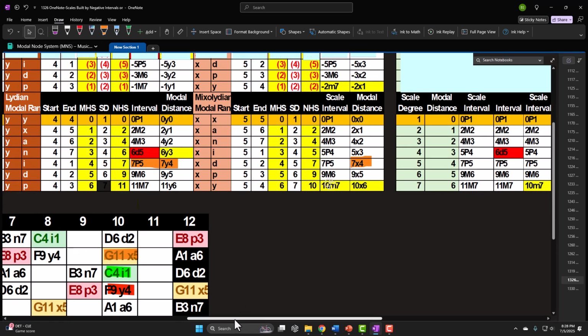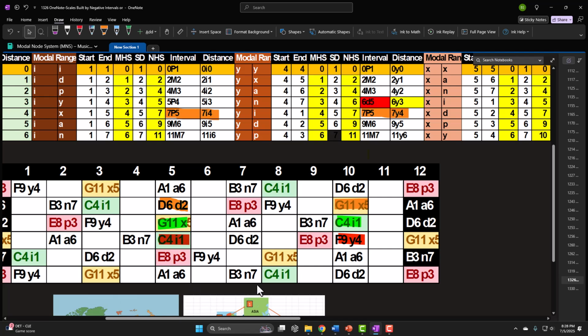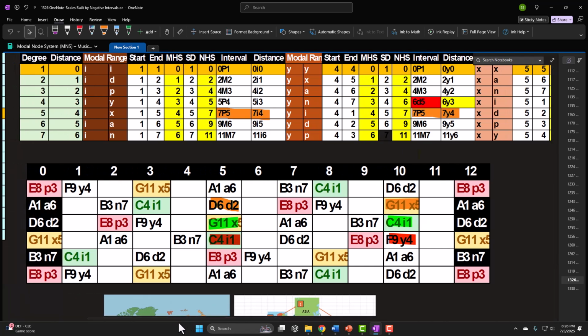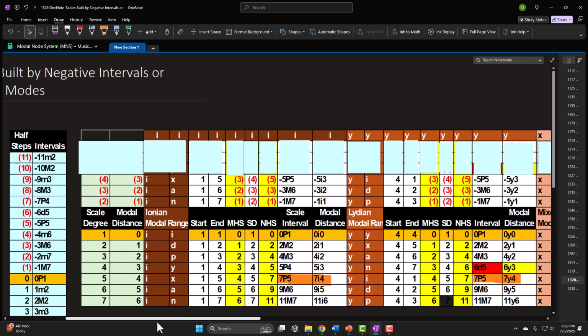So in other words, Mixolydian, if we go back 1, 2, 3, negative 3 modal half steps, 1, 2, 3, 4, 5, negative 5 notes. But then if I'm on Mixolydian over here and we go forward, 1, 2, 3, 4, boom, modal half steps going forward, or 1, 2, 3, 4, 5, 6, 7 notes going forward. Okay, let's keep on rolling.